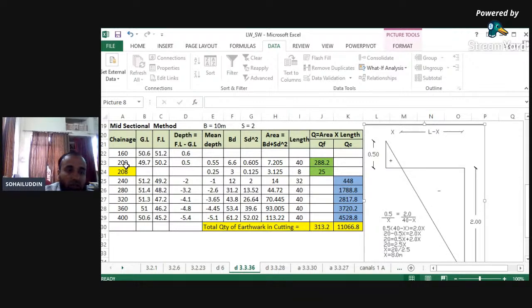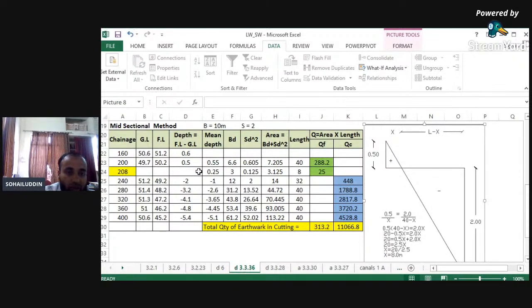So this will come at this line, because it has changed from positive to negative. So between 200 and 240, the intermediate will be x as 8. What will be x? It is just the addition of this 8 with the previous chainage. 200 plus 8 is nothing but 208.